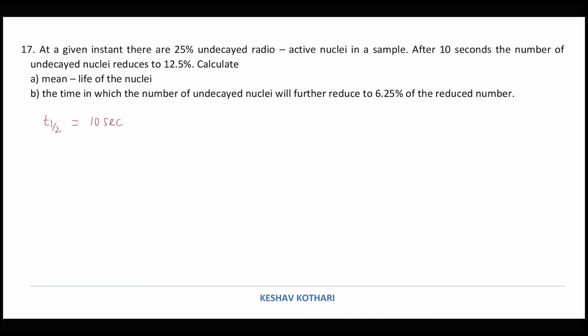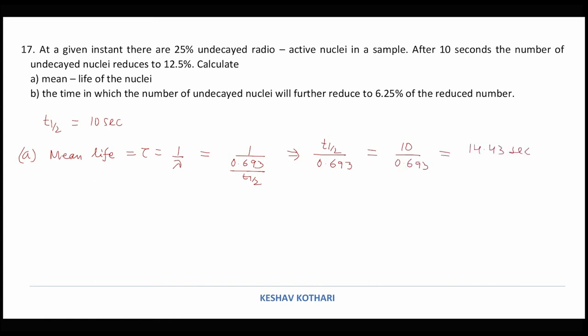Now from here we can calculate the mean life. The problem is asking us to calculate the mean life. The value of mean life tau can be calculated as 1 by lambda. Now the value of lambda can be written as 0.693 upon T half. So if we do the calculation, we obtain it as T half upon 0.693, which is equal to 10 upon 0.693, that is equal to 14.43 seconds. So this is the value of the mean life of the nucleus.